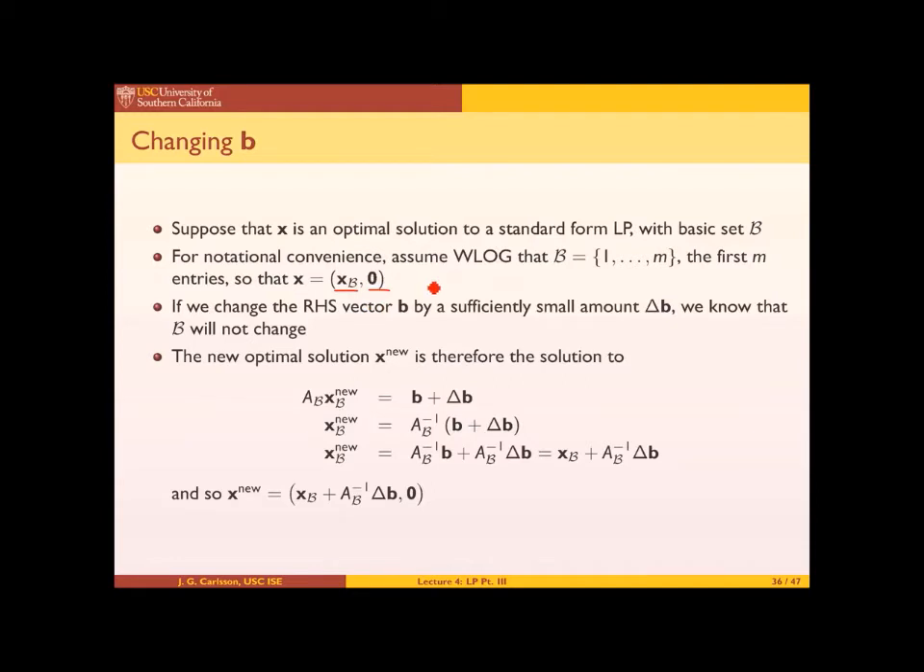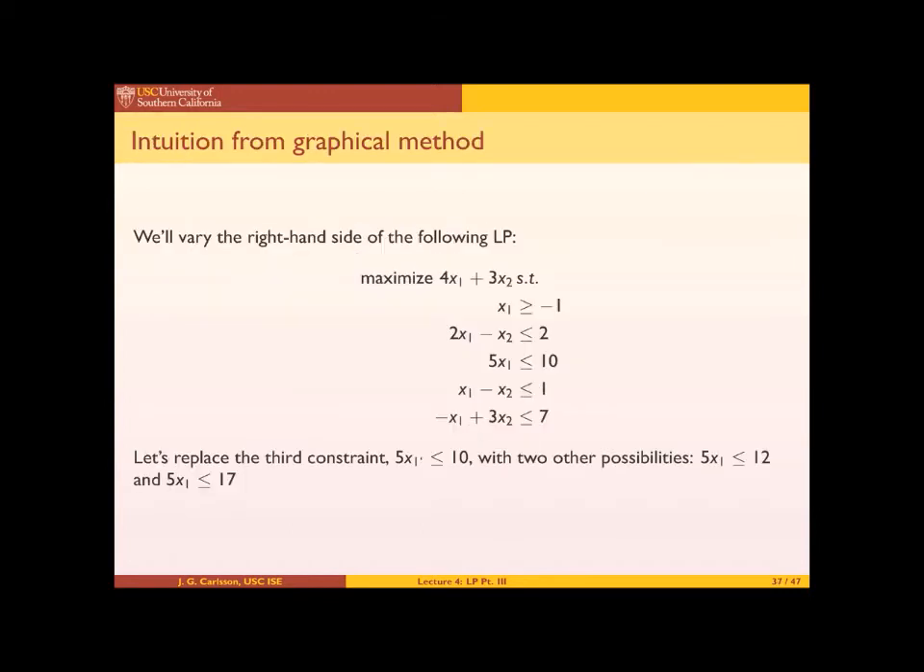And so I have this comment here. If we change the right-hand side vector by a sufficiently small amount, delta b, we know that the basic set will not change. What I mean by that is the following. Again, you go back to this picture.